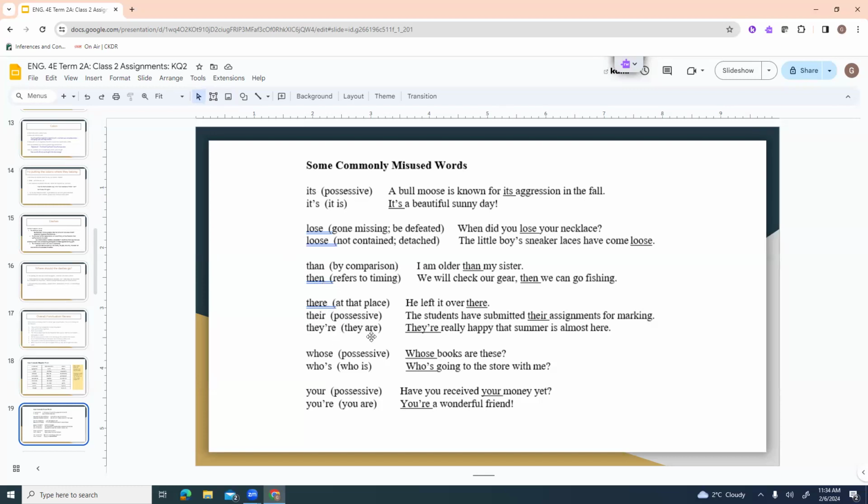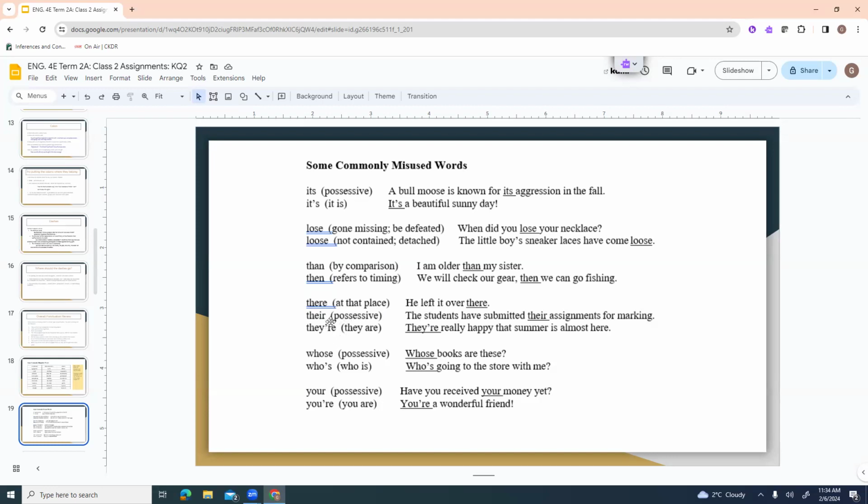There, their, and they're. Oh, these are the ones that trip so many people up because they're all said exactly the same, but they're only spelled differently. So this there is location. He left it over there. And this one I remember because it looks exactly like where. If I took the T out and put an H there, where and there, they're both about locations.